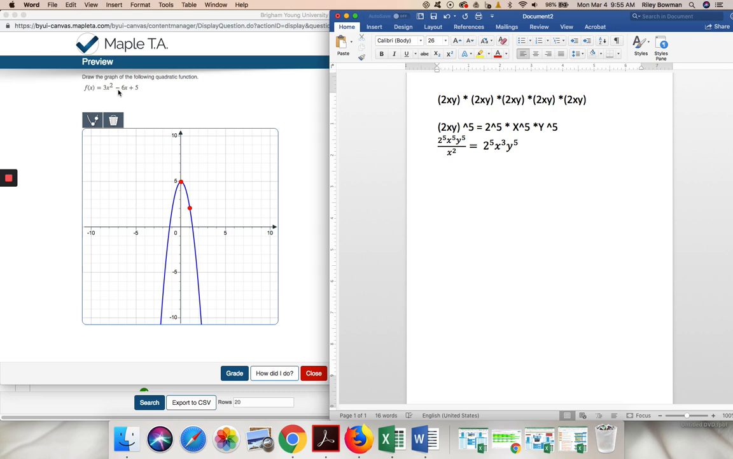So it's going to be negative b, because it's already negative 6, that makes a positive 6. And then divided by 2a, 2 times 3 is 6. So 6 divided by 6 is 1.